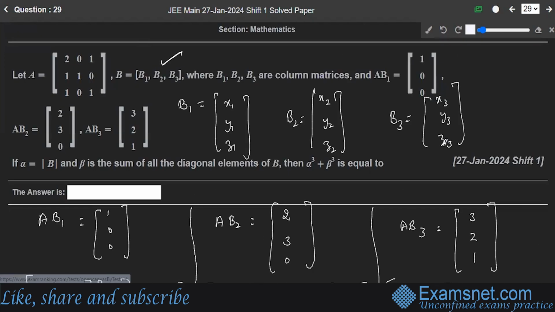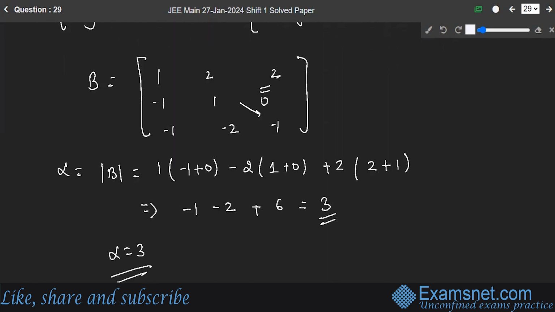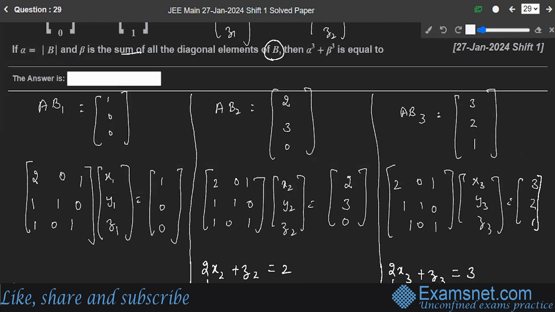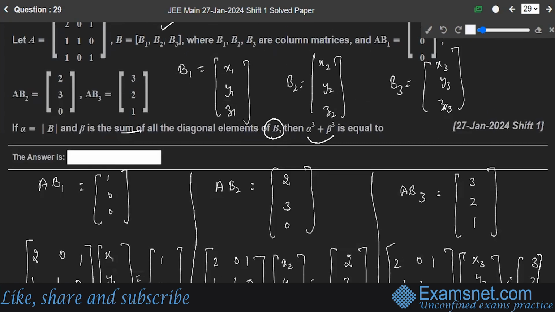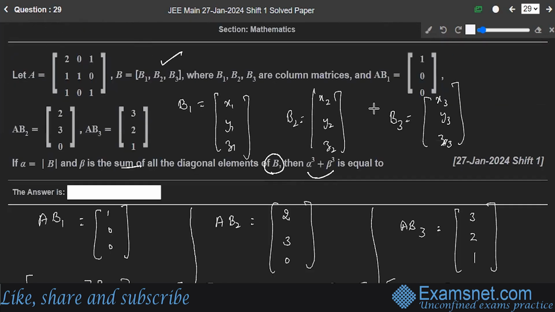Now, what about the beta? Beta is the sum of all diagonal elements of B. So beta is the sum of diagonal elements, that is equal to 1 plus 1 minus 1, that is equal to 1. I got the value of beta as 1. And you have to find out alpha cube plus beta cube. This is equal to 3 cube plus 1 cube, which is 28. So this is the answer to the question, 28.